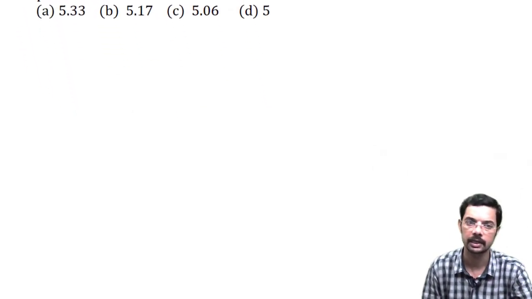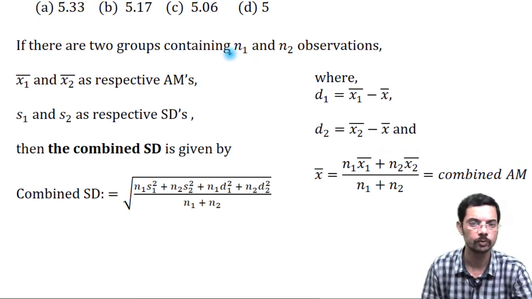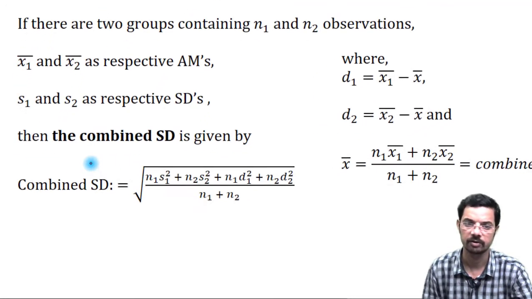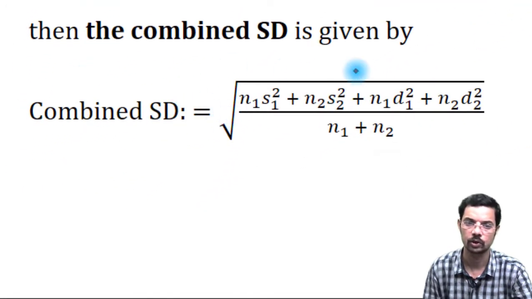The formulas are like this. If there are two groups, n1 and n2 observations, having x1 bar and x2 bar as their respective means, and S1 and S2 as the respective standard deviations, then the combined standard deviation is equal to the square root of n1 into S1 square plus n2 into S2 square plus n1 into D1 square plus n2 into D2 square.